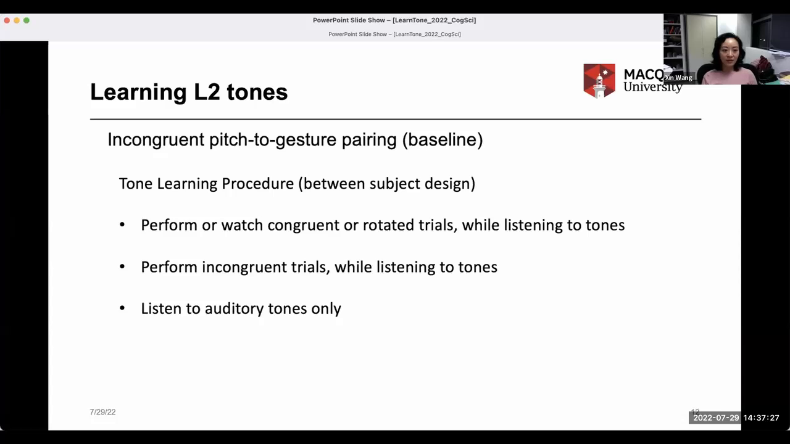So the third type of pairing is the incongruent pitch-to-gesture pairing, which is more like a baseline condition.